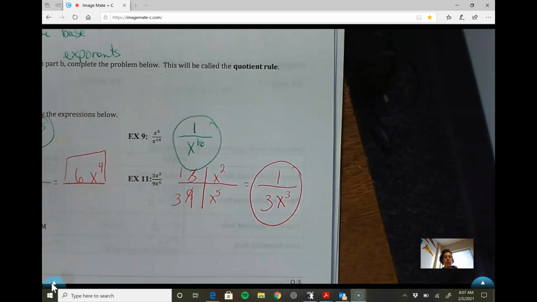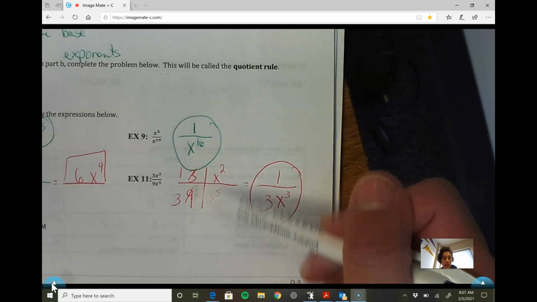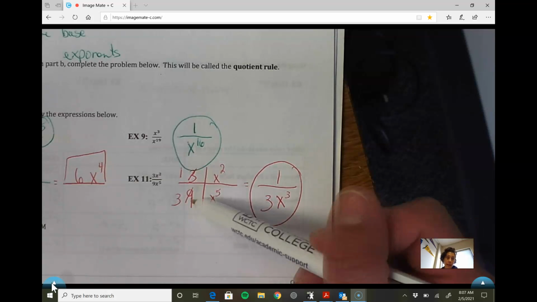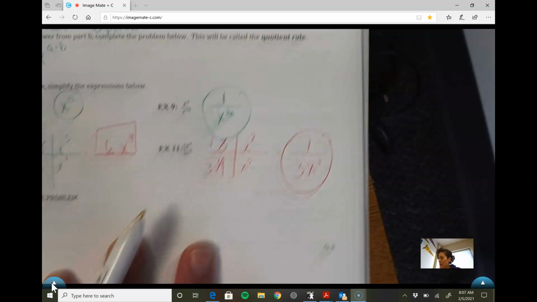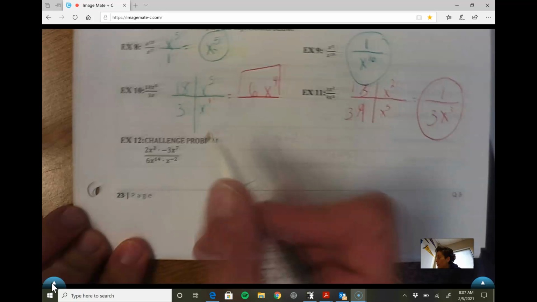So that gets to be tricky. People want to subtract these and then have 6 and then put 6 in the denominator. But exponent rules are different than just regular rules of base numbers, I should say. So let's try our challenge problem.